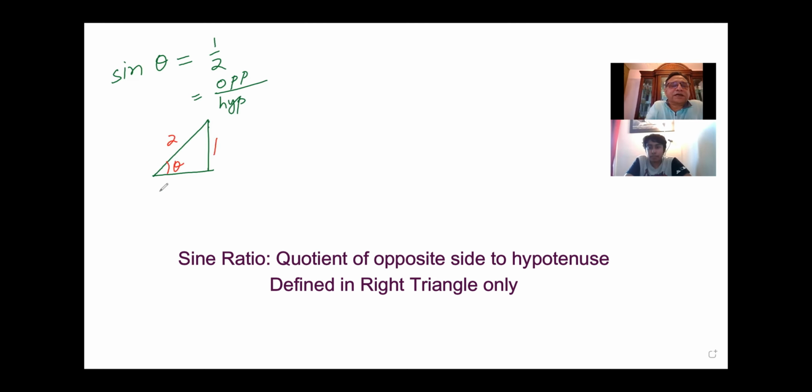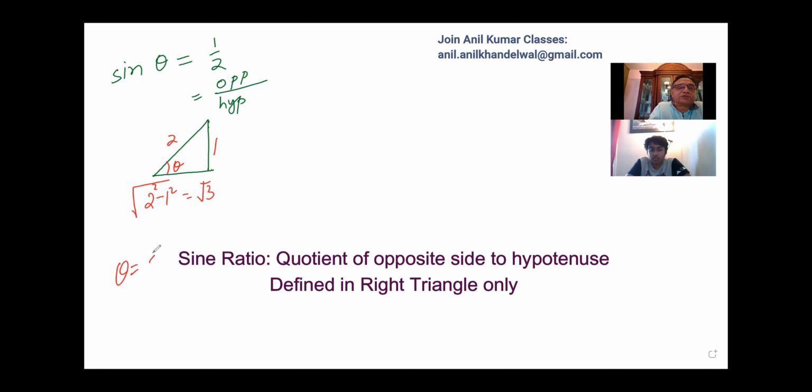And you found the third side, which will be equal to the square root of 2 squared minus 1 squared, square root of 4 minus 1, square root 3, correct? And if you want to find what theta is, then theta is equal to sine inverse of half. Use your calculator and you figure out that in this case, it is equal to 30 degrees. Is it okay?